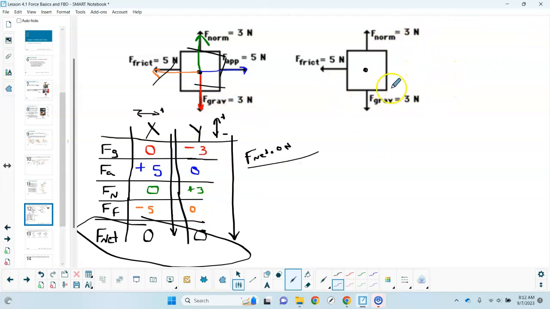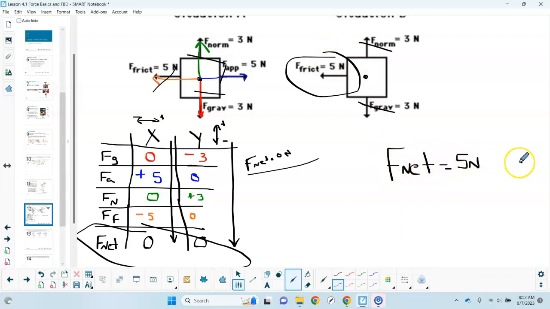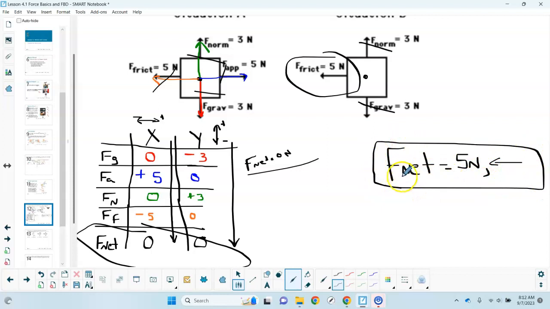For the next one here, it's a similar kind of idea. I'm not going to do the whole chart because it's not necessary. We have 3 going up and 3 going down, so they're going to cancel. So the net force is just this friction force. The net force in this second example is going to be 5 newtons going in the leftward direction. So that is the net force answer for that.